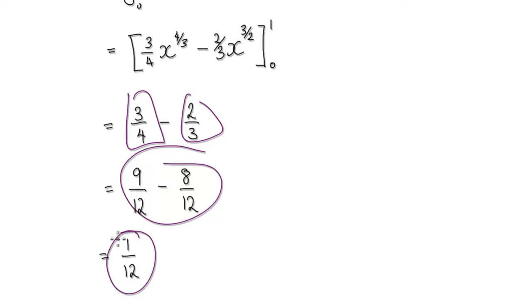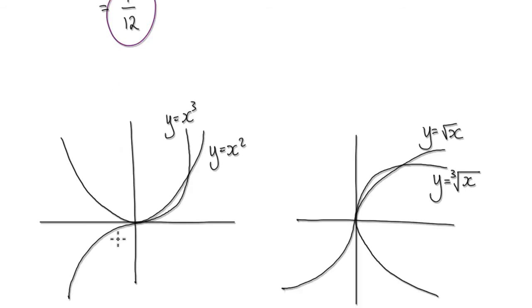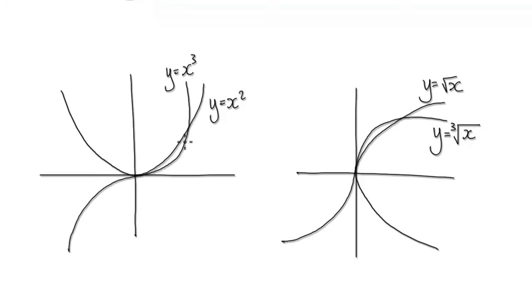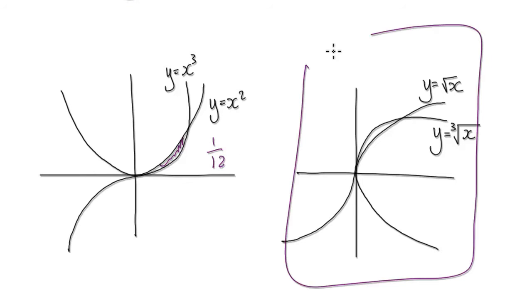But in the previous video, I asked you to work out the area here, and the area turns out to be 1 over 12. And in this video, the area also turns out to be 1 over 12. So these two areas are the same.